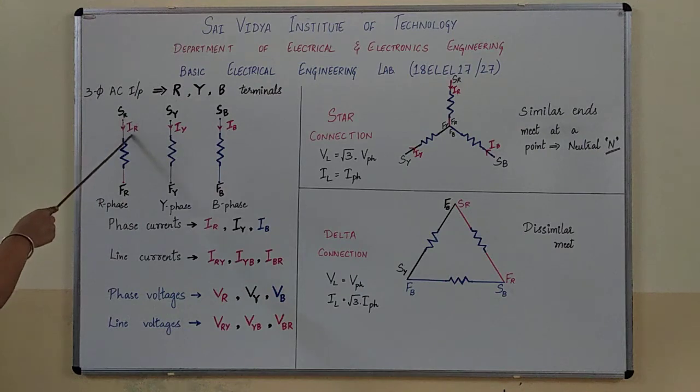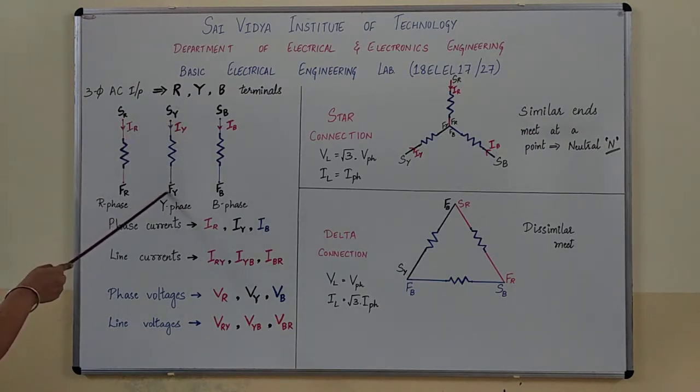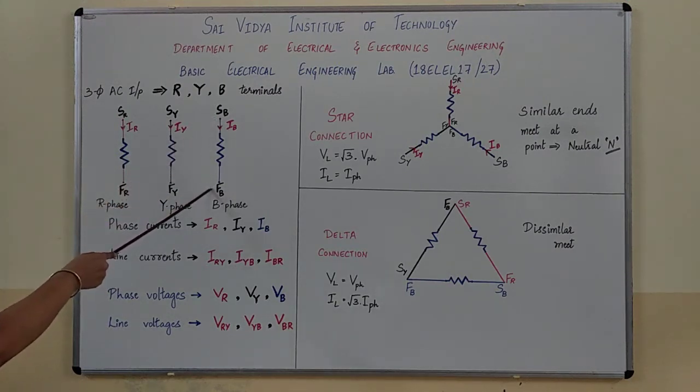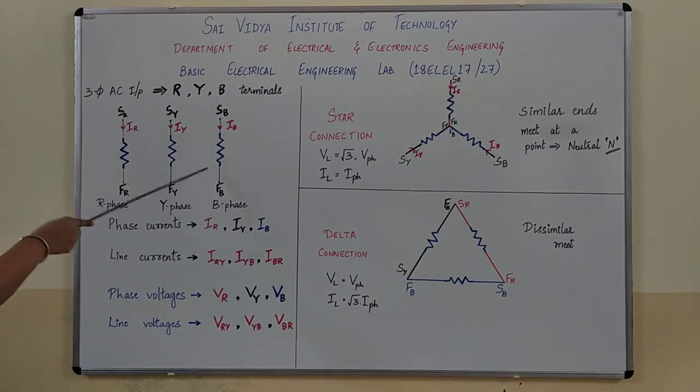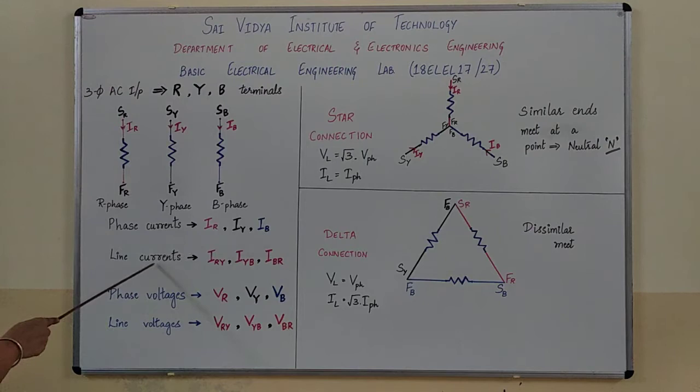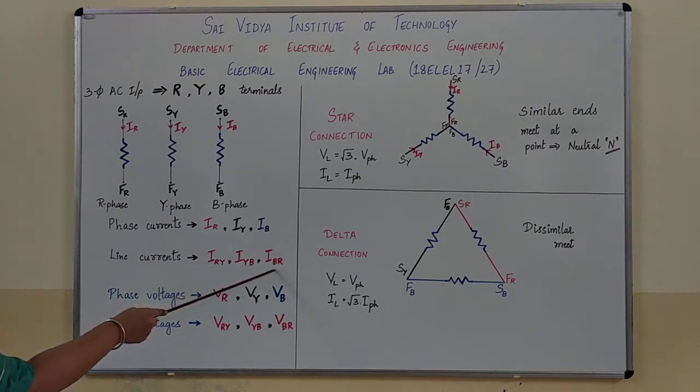The entry of the current IR will be considered as the start of R phase, and the point at which the current exits will be considered as the finish of R. Similarly, start of Y phase, end of Y phase, that is finish of Y. Start of blue phase and end of blue phase, that is finish of B. So the phase currents are indicated as IR, IY and IB. The line currents between the terminals RYB are indicated as IRY, IYB and IBR respectively.